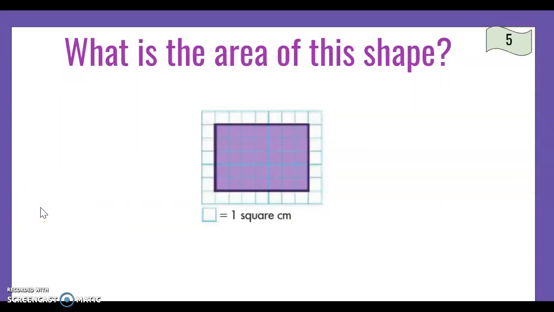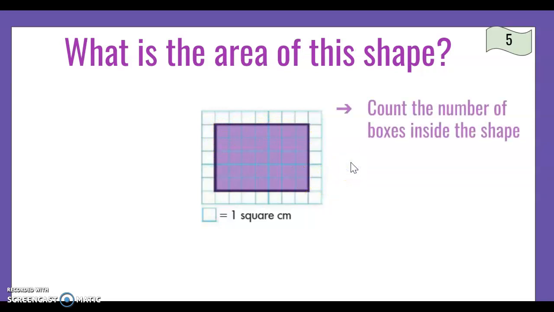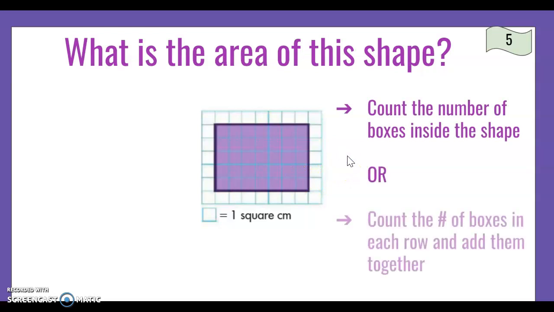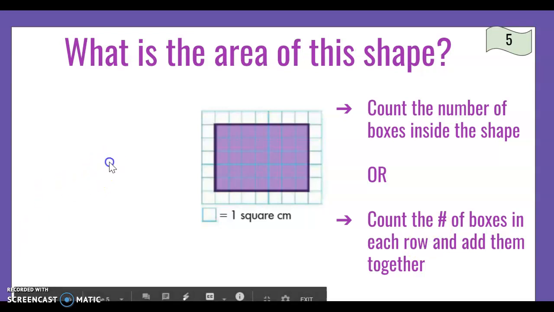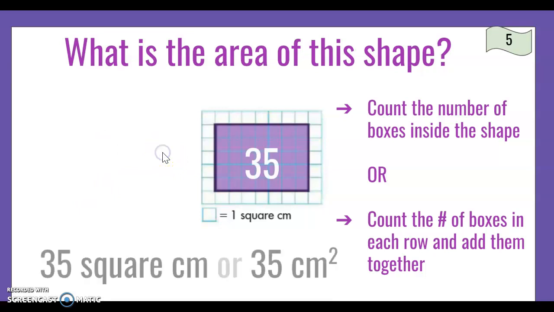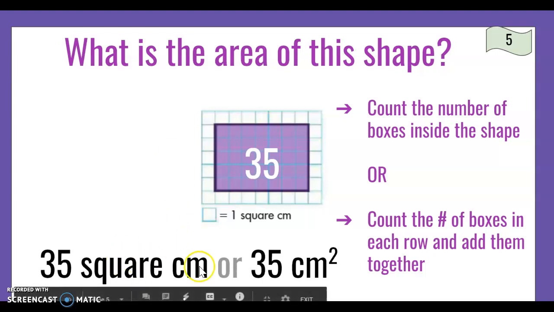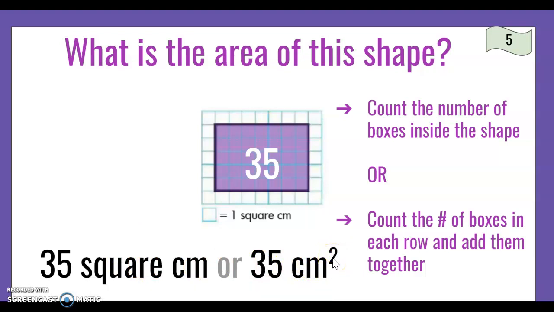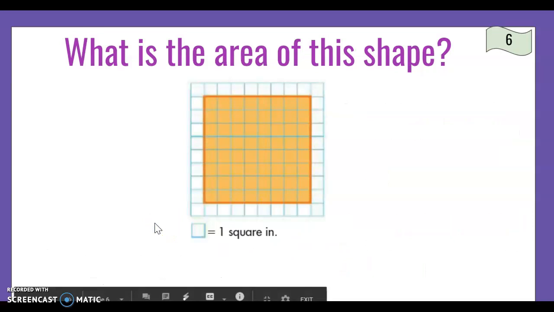Okay, so let's get to our practice. What is the area of this shape? Take a look at how many square units are inside. You can count the number of boxes inside the shape, or you can count the number of boxes in each row and add them together. So I counted 35, and we can't just leave our answer like that. We have to have our units. 35 square centimeters. You can write it out in a whole word, or you can use cm2 for 2 dimensions, length and width.